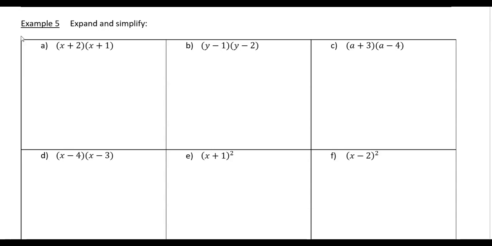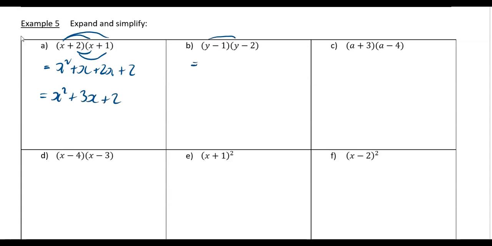Okay, for this example, we're going to use our FOIL method to go through these ones. So x times x gives you x squared. X times the 1 just gives you 1x, or just x. 2 times the x is 2x. And 2 times 1 is just 2. And then just tidy up, you'll have x squared plus 3x plus 2.